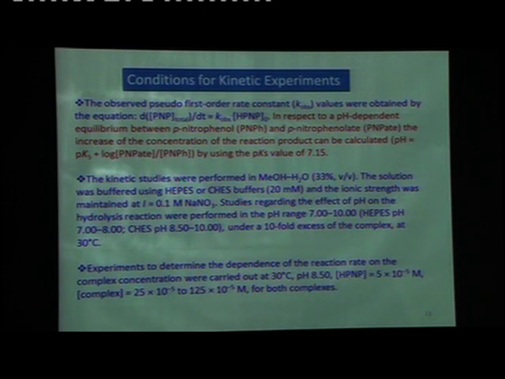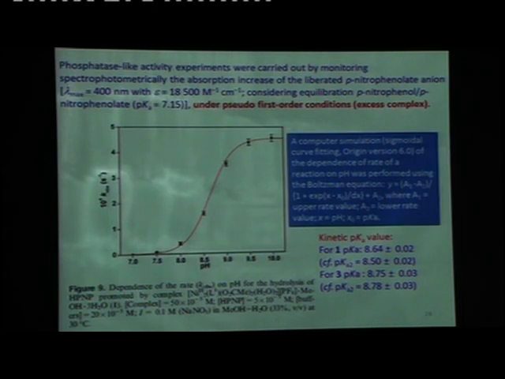Here the substrate is this and the complex is this, 2.5. So the complex is in excess over the substrate. That's the condition we followed for this kinetics. So more of complex and less of the substrate. So we did the profile. Phosphatase like activity experiments were carried out by monitoring spectrophotometrically the absorption increase of the liberated paranitrophenolate, at 400 nanometer, where the extinction coefficient is like this. So you monitor this value at that wavelength, and you follow what is slowly going on.